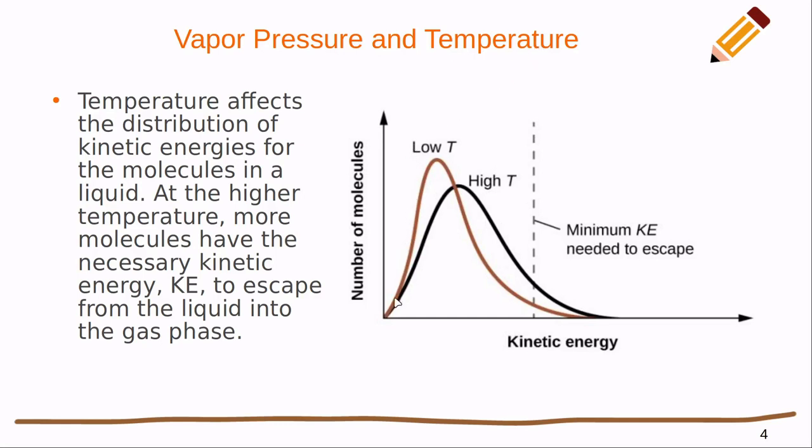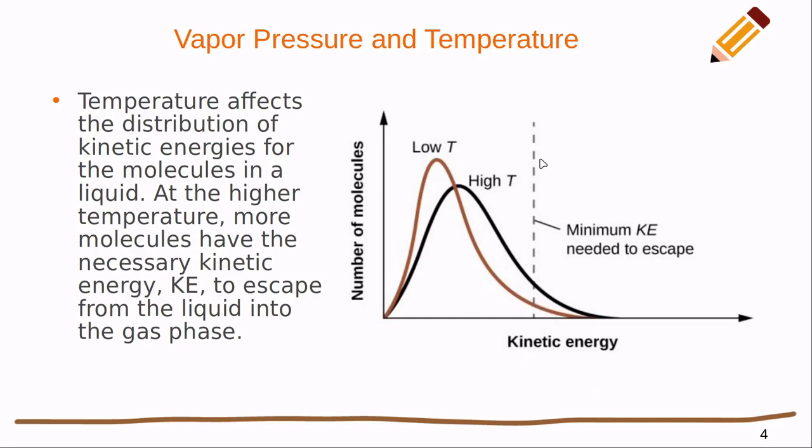Basically what's going to happen is in any kind of liquid we have a distribution of kinetic energies. At low temperatures we're going to have a very tight distribution. Most of our compounds are going to lie within a fairly tight range of kinetic energies. As the temperature increases, this is going to continue to flatten out and stretch further and further over to the right where we have higher and higher kinetic energies.